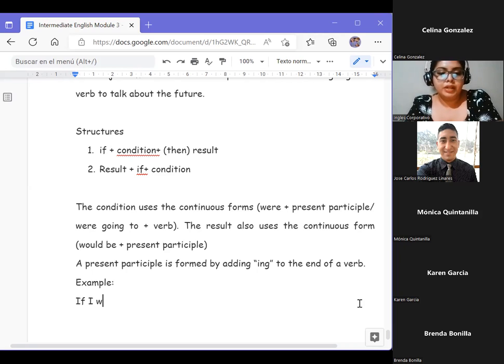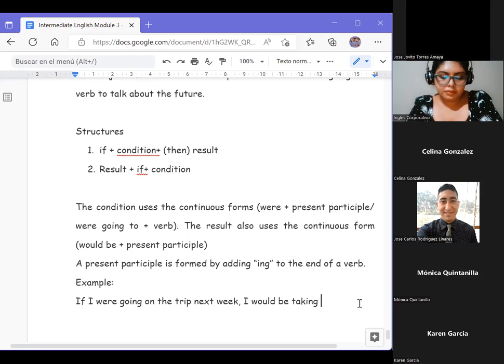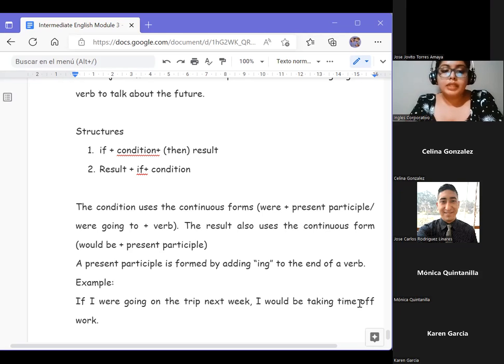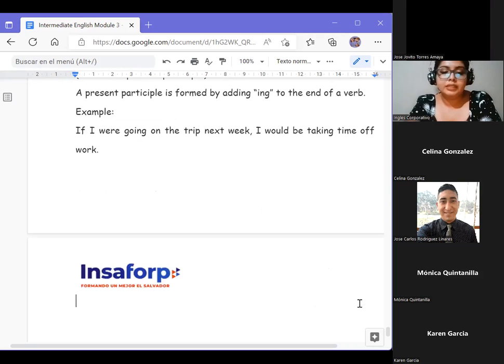If I were going on the trip next week, I would be taking time off work. So in that case, we were talking about the future. Now we are going to talk about the past.